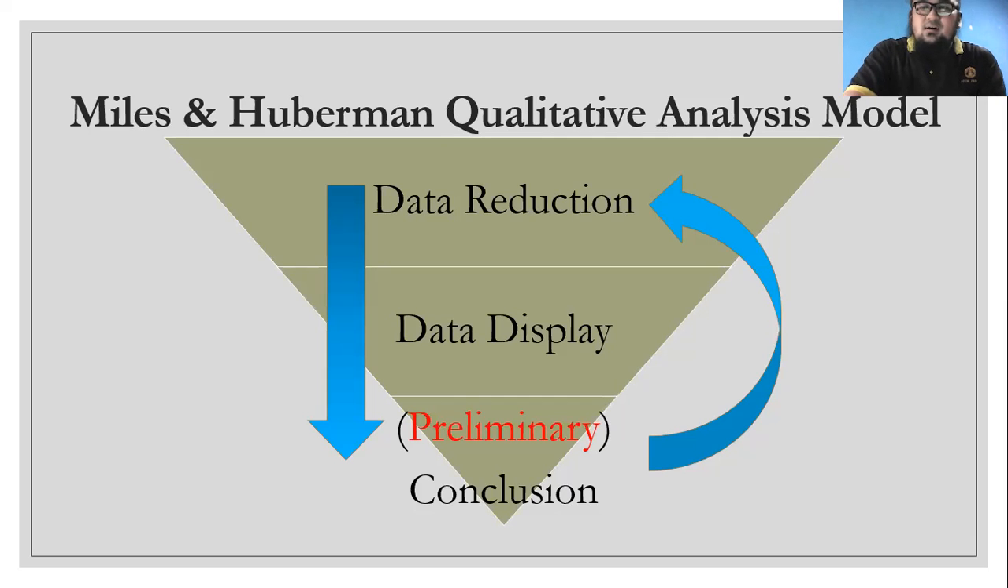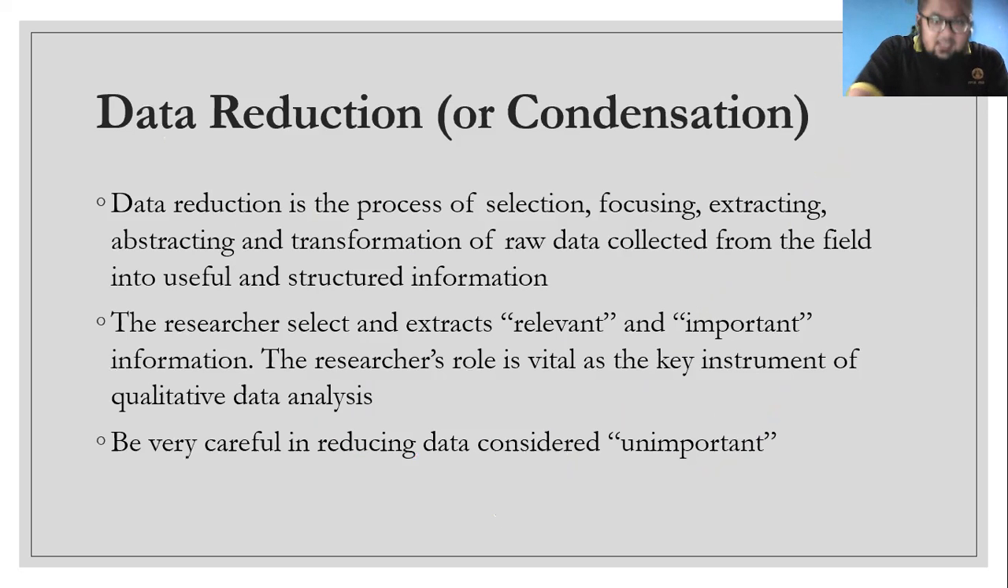So in the data reduction part, you have to boil down the text into the important parts of it and make codes based on that data reduction. Data reduction is a process of selection, focusing, and extracting. So this is basically coding, but be careful in reducing data considered unimportant.